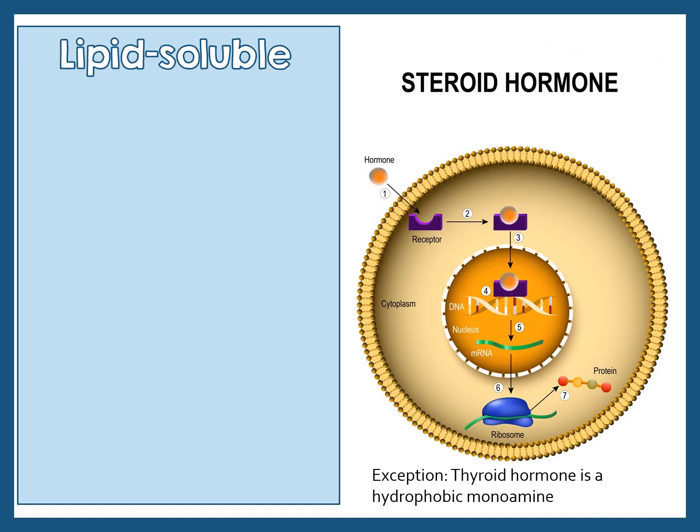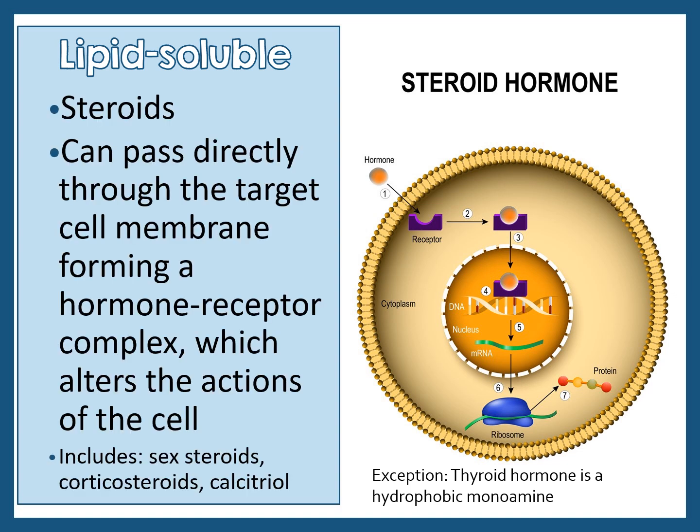When it comes to the steroid-based hormones, these are lipid-soluble hormones. So what that means is they can pass directly through the membrane. Because remember that cell membrane is made up of lipids and like dissolves like. So this lipid-soluble hormone will pass directly through the cell membrane where it will find a receptor on the inside of the cell. That can be within the cytoplasm or it could be within the nucleus of the cell as well.